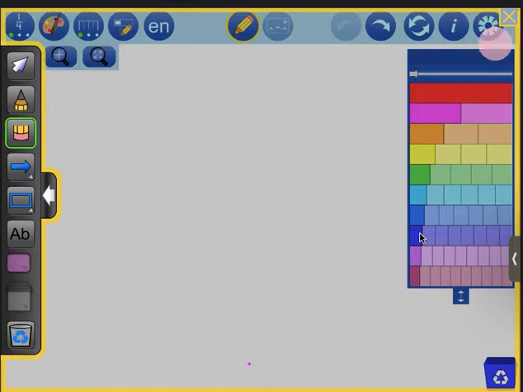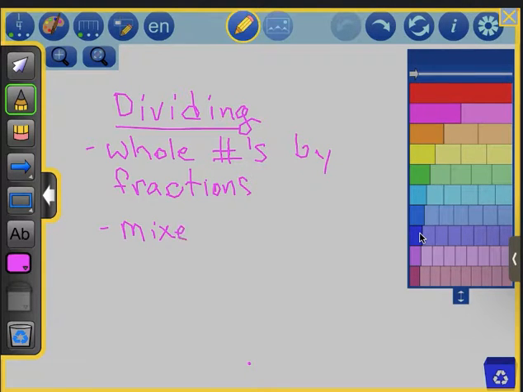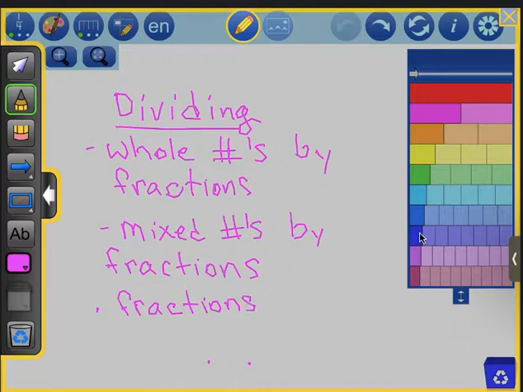So this week we worked on dividing, particularly dividing whole numbers by fractions, right? Mixed numbers by fractions. And fractions by fractions.